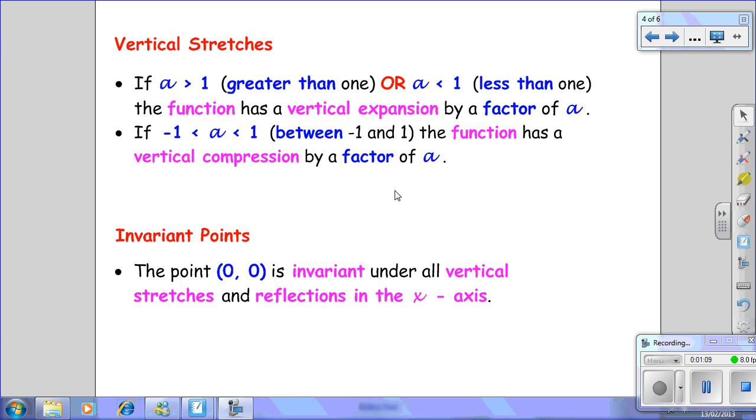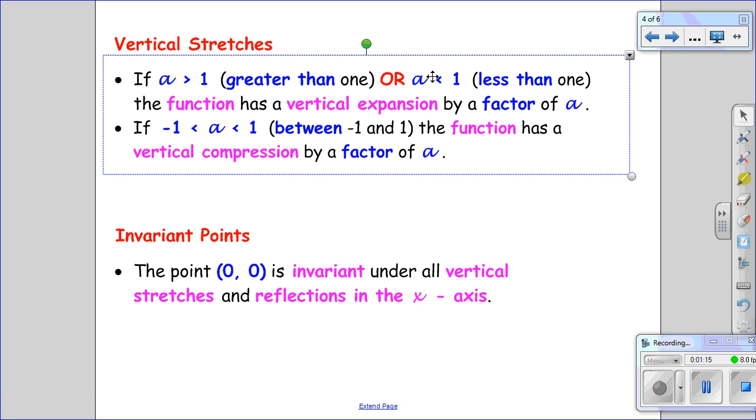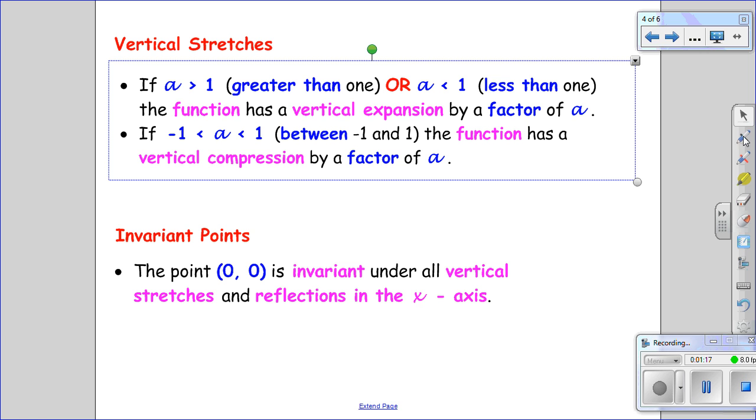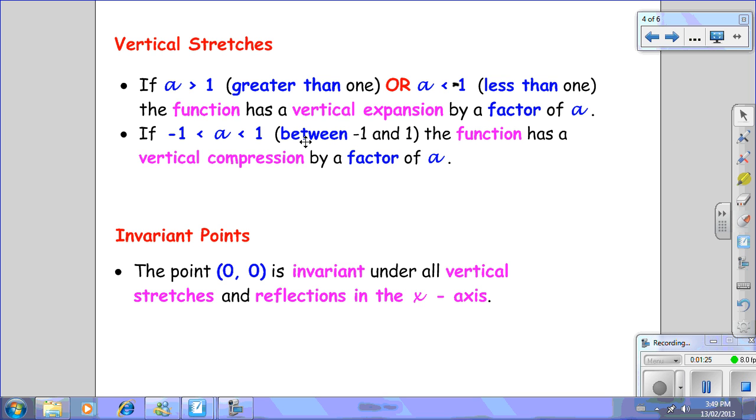Vertical stretches occur when the a value, the vertical stretch factor, is greater than 1 or it's less than -1. So we need to put a negative sign in there. The function has a vertical expansion by a factor of a. Similarly, if a is between -1 and 1, the function has a vertical compression by a factor of a.